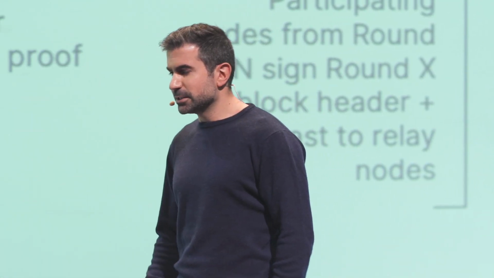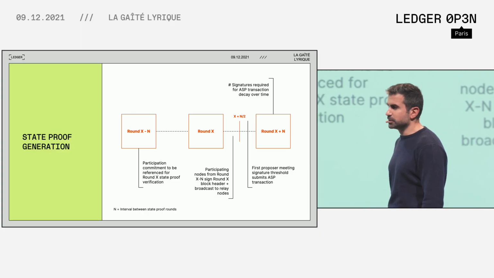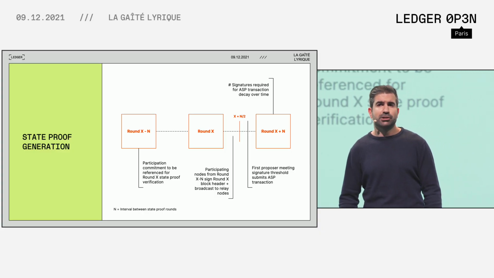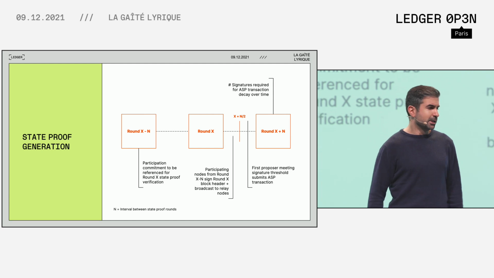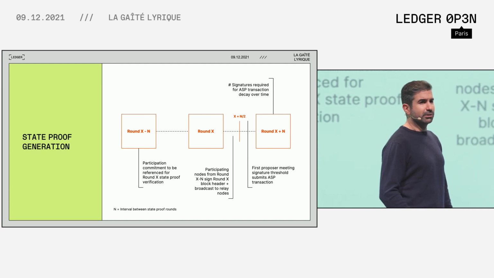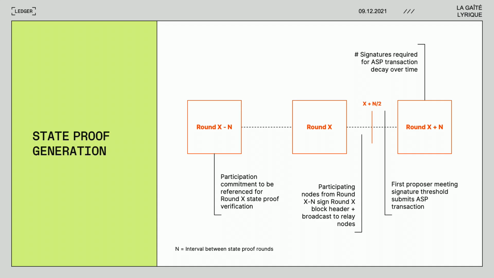So now let's talk about how we actually use it. And we're going to do it in 3 steps. I'm going to walk you through the example of how we're going to build a bridge. So the first thing: how do we generate a state proof? It's going to happen in 4 steps. We're going to talk about how we generate a state proof of round x.